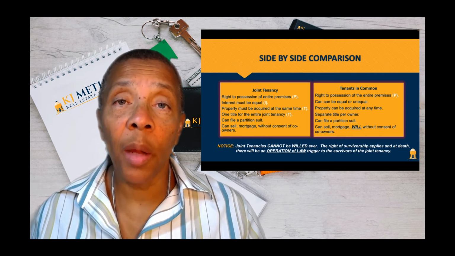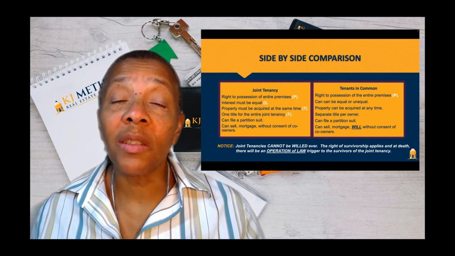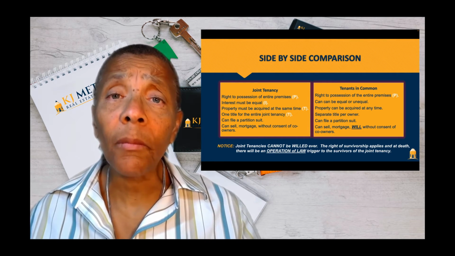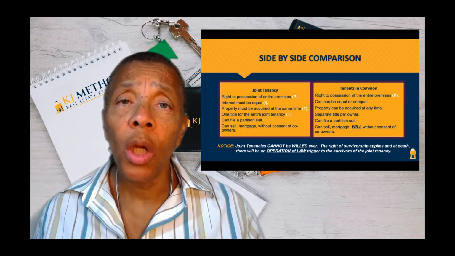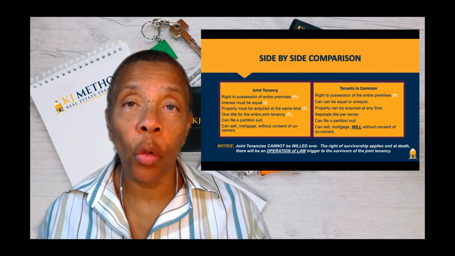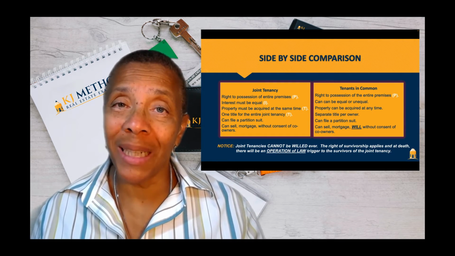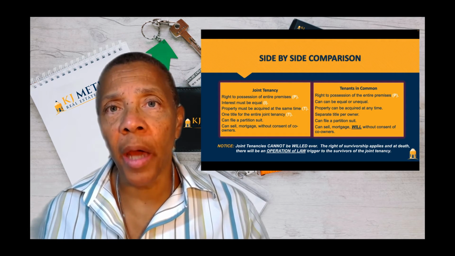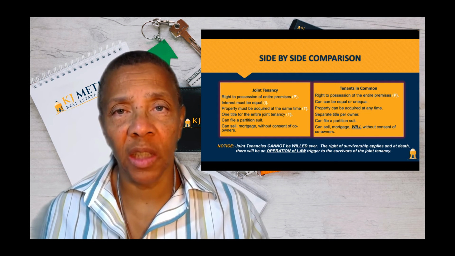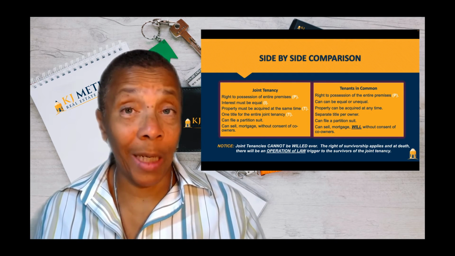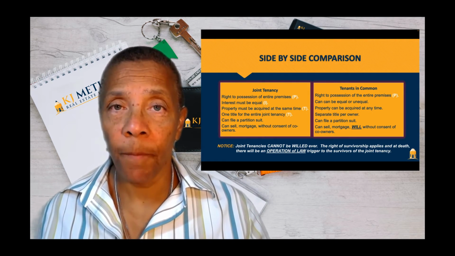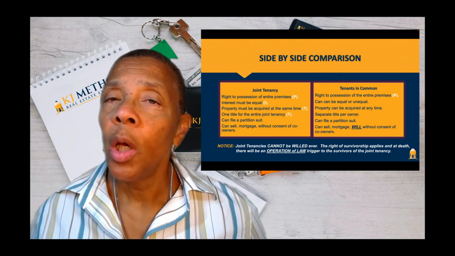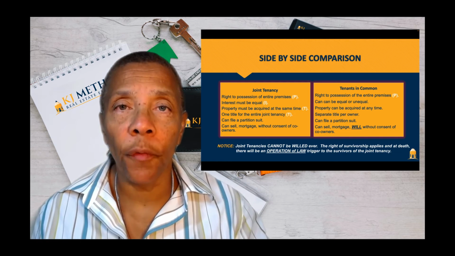T is for time. All joint tenants must have acquired the title to this property at the same time. And the other T is for title. There is only one title in a joint tenancy. Everybody together has that one title. Now let's look at it from the perspective of a tenancy in common. Notice that it only has the P. We call them unities of title. It's the only one that is shared by both of them.